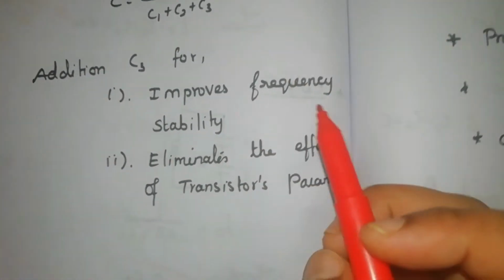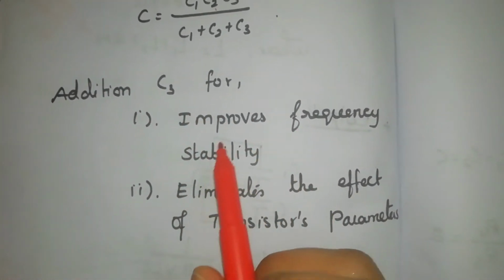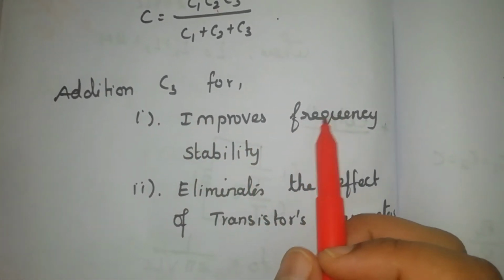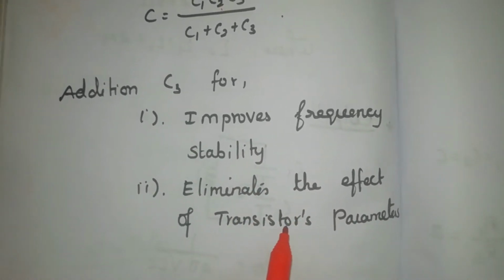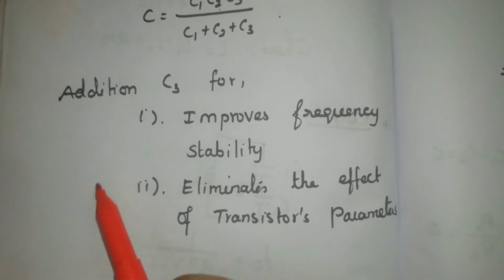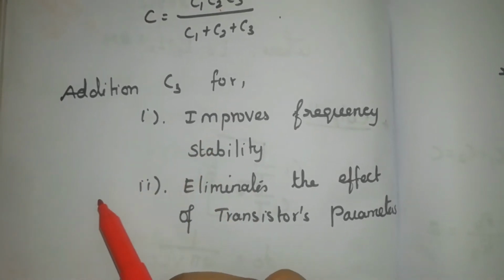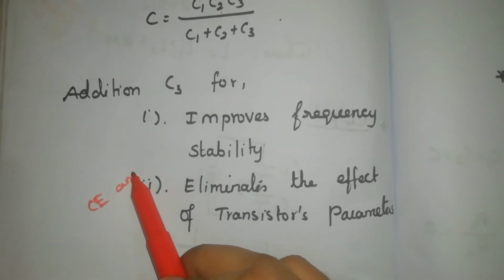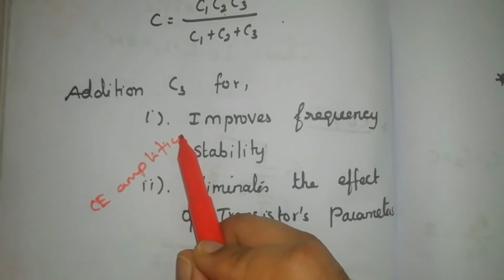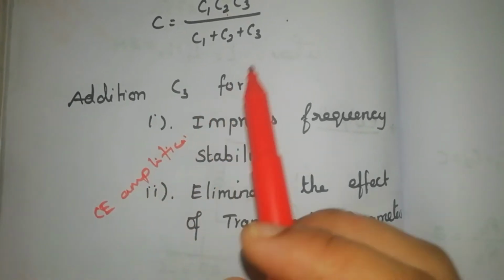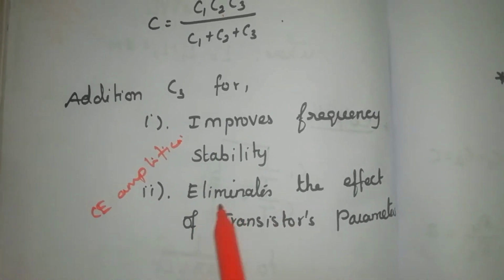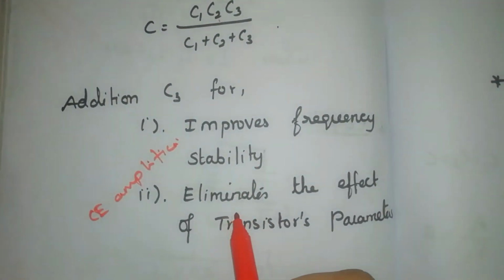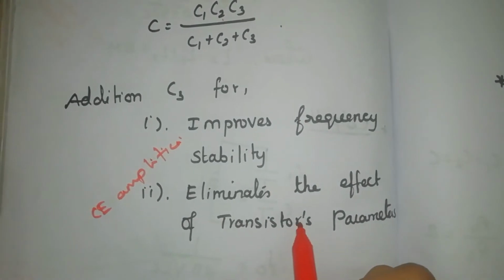And why are we adding the C3? For two reasons. First one is it improves the frequency stability, and also it eliminates the effect of transistor parameters. Basically we connect this tank circuit with a CE amplifier circuit. So this additional C is used to eliminate the effect of transistor parameters.